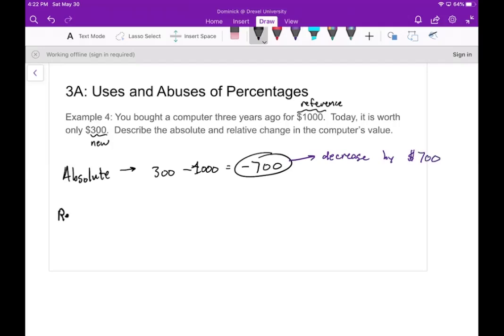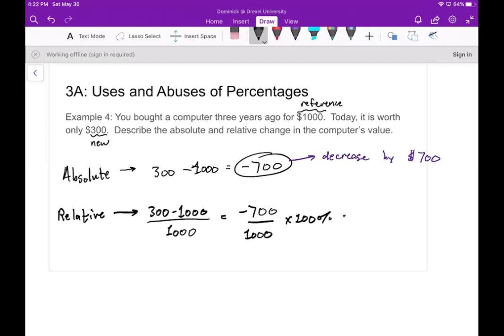Okay, and then for relative, so again, that's new minus old over old. So this is 300 minus 1,000 over 1,000. So it's minus 700 over 1,000 times 100%. And of course, if you divide 2 of these zeros with 2 of these, you get negative 7 over 10, which is negative 0.7. So this is a negative 70%. So again, since it's negative, that tells you that you decrease by 70%.